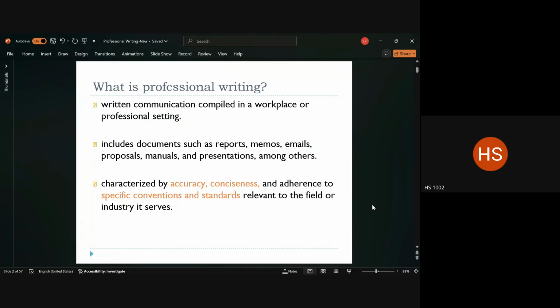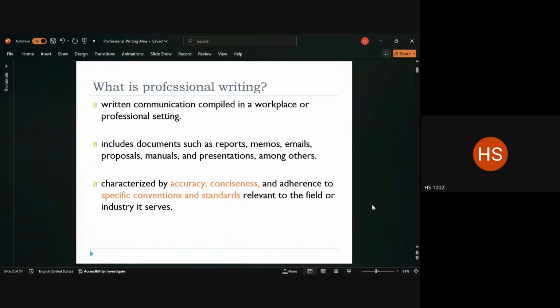Okay. So like you see on the screen, the other names that are available for professional writing include scientific writing, technical writing, formal writing. You would have heard these terms before, right? If you are in a professional field or even a student at this point, you might have come across these terms.